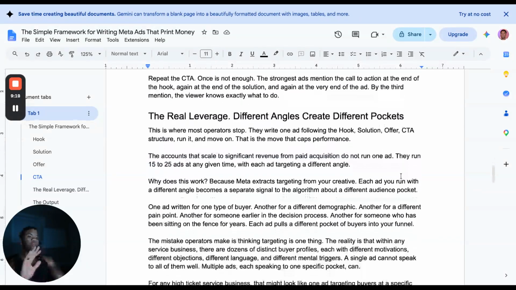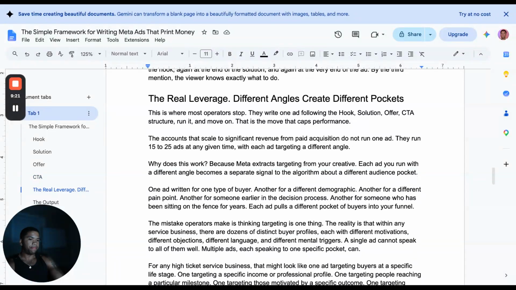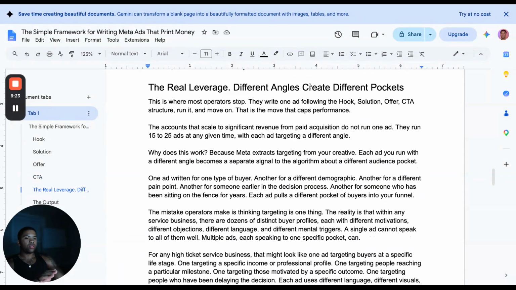Okay, but here's the real leverage that I see. Different angles are going to create different pockets of your audience. And this is where a lot of people miss the ball. They write one ad following this hook, solution, offer, CTA structure. They run it and they move on. And that's really going to cap your performance.